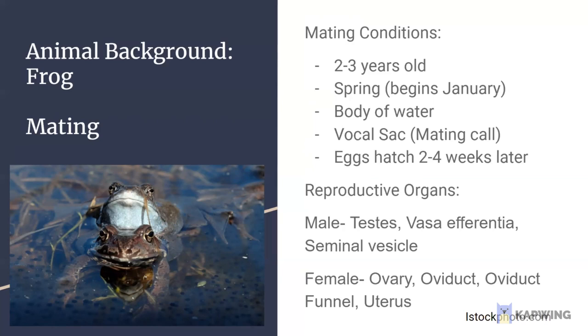Later on, once the eggs are laid, they take 2 to 4 weeks to hatch. The reproductive organs for common grass frogs include male and female reproductive organs. For the males, we have testes, vasa efferentia, and seminal vesicle. For the female reproductive organs, we have ovary, oviduct, oviduct funnel, and a uterus.